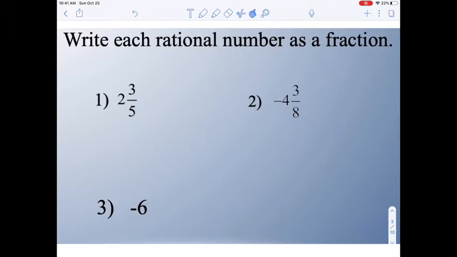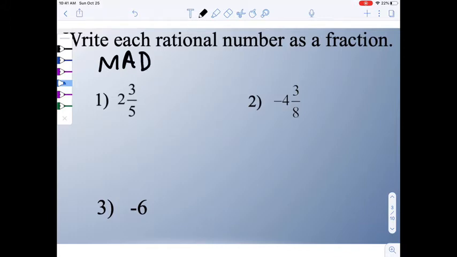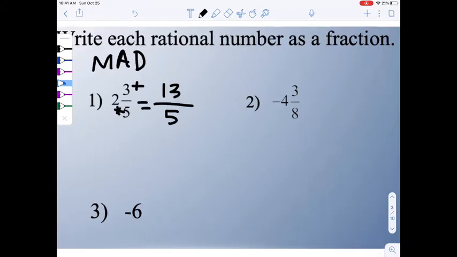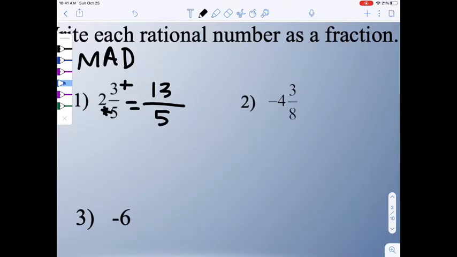So this is some practice writing each rational number as a fraction. What we're going to do is take these mixed numbers and turn them into an improper fraction. We do that by using the strategy of MAD: Multiply, add, keep the denominator. Multiply the whole number times the denominator, which is 2 times 5 is 10. Add the numerator. 10 plus 3 is 13. Keep the denominator of 5. So 2 and 3/5 is the same as 13/5. Multiply, add, keep the denominator.